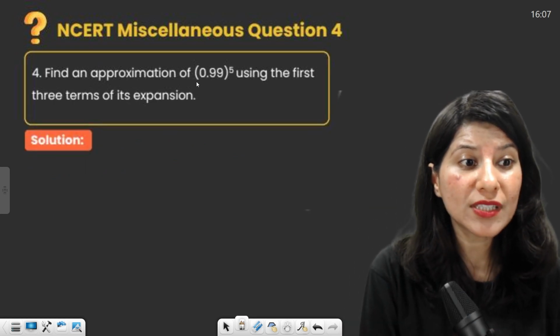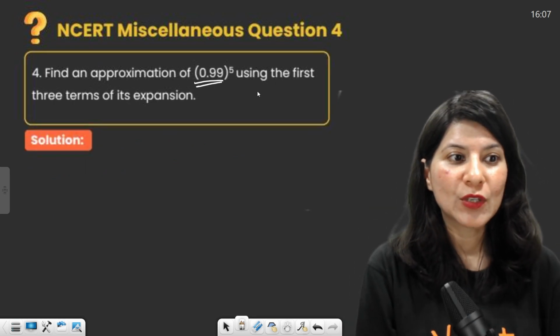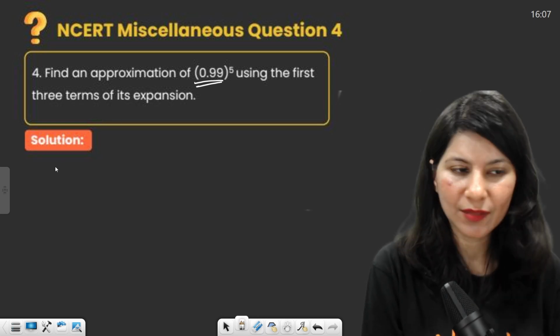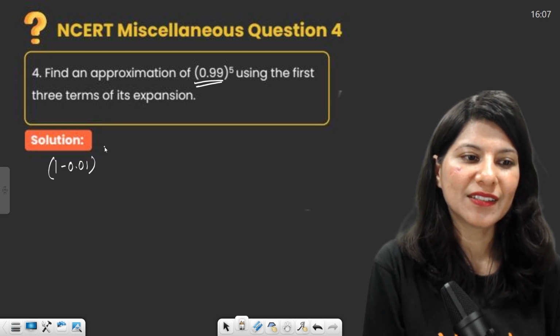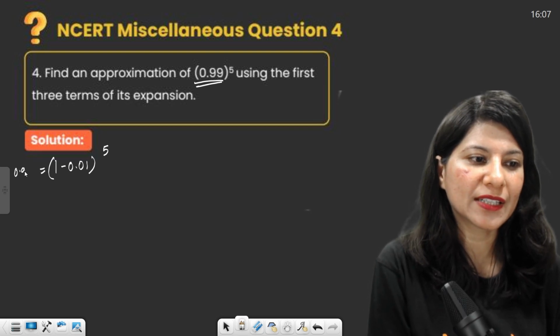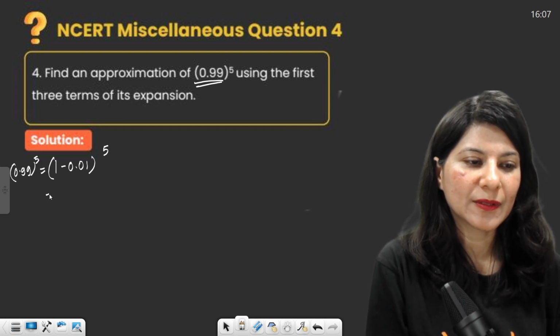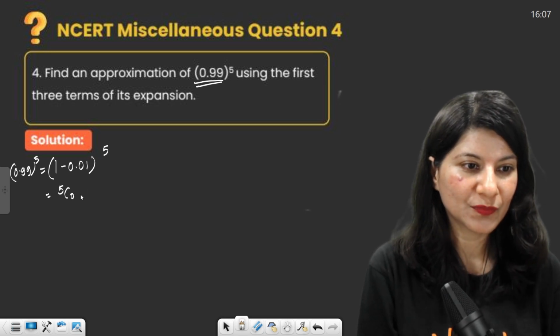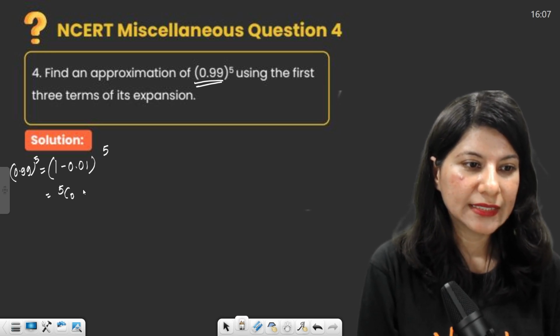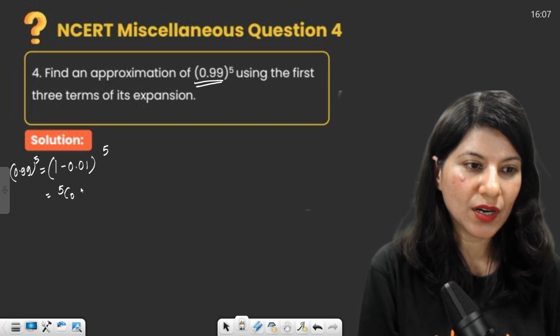Find an approximation of this using the first three terms. Oh, first three terms. Nice. 1 minus 0.01 can be written, right? Instead of 0.99. Perfect. Now expand. Only three terms. 5c0, right? 5c0.